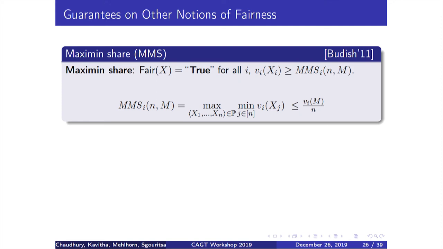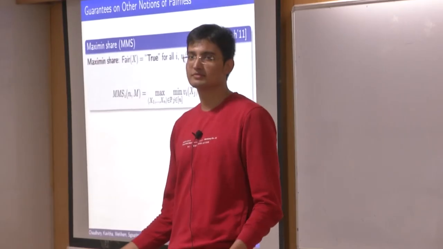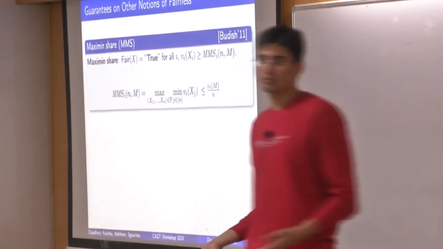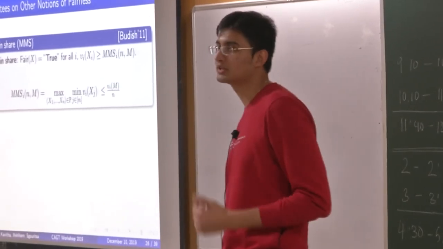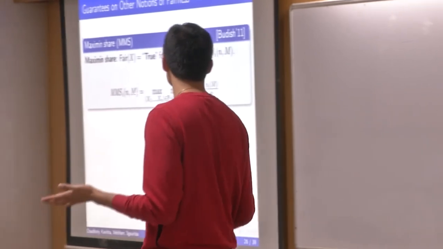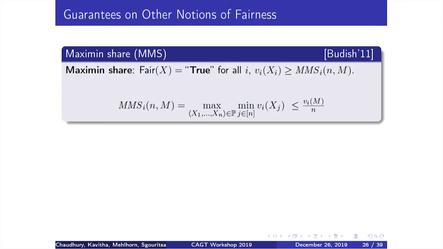Okay, so one observation is that for additive valuations, this can be at most Vi of M over N, right? This can be at most Vi of M over N because no matter which way you partition, the sum is actually the same. Because we're looking at additive valuations, this is very crucial. So this is an upper bound on your MMS. Just know this for a second, we would be using this immediately.